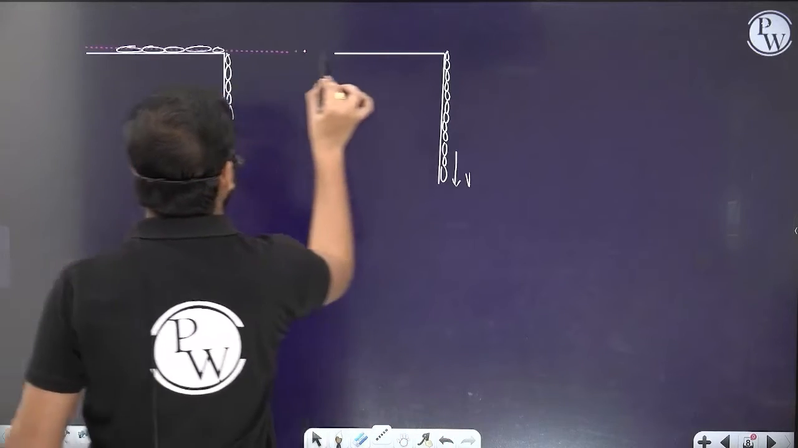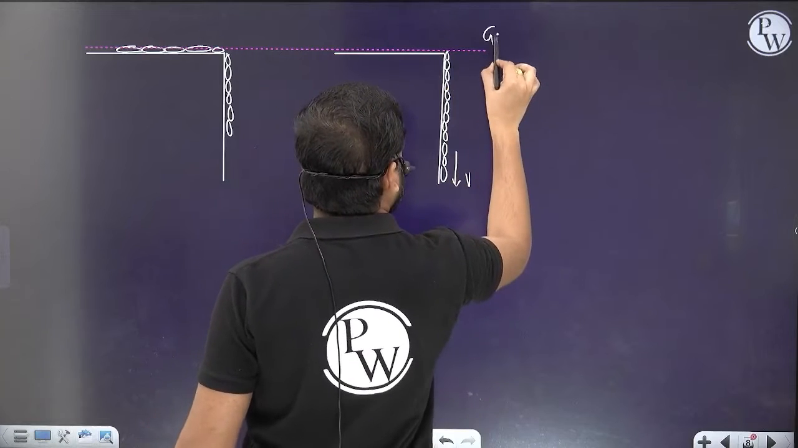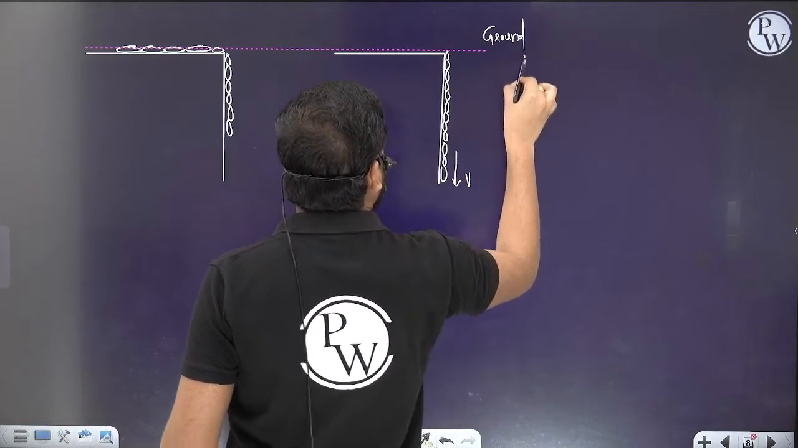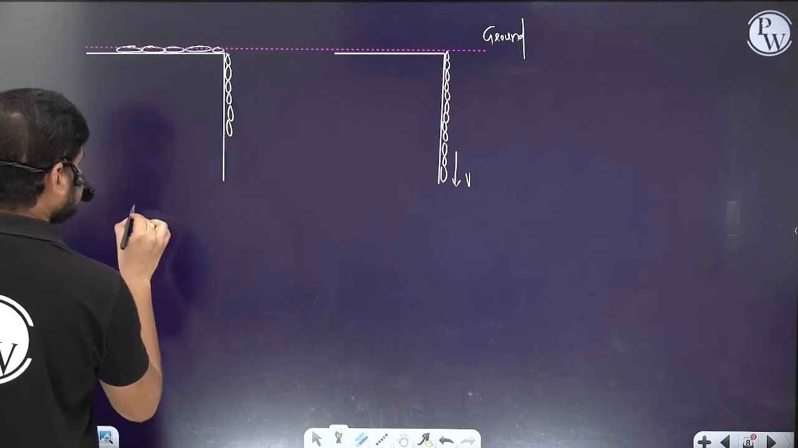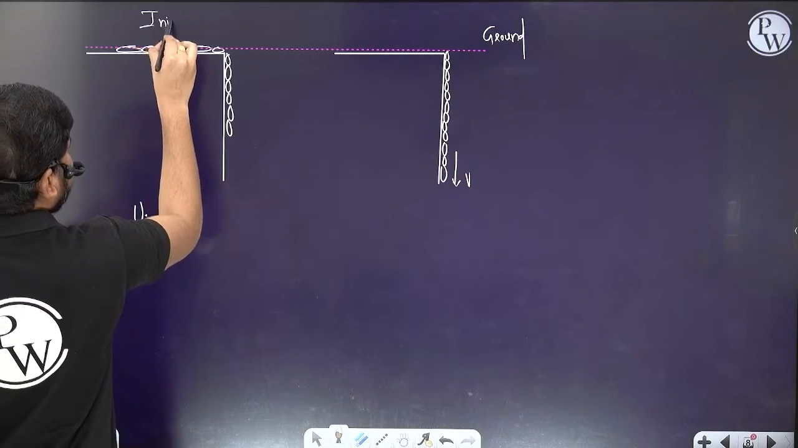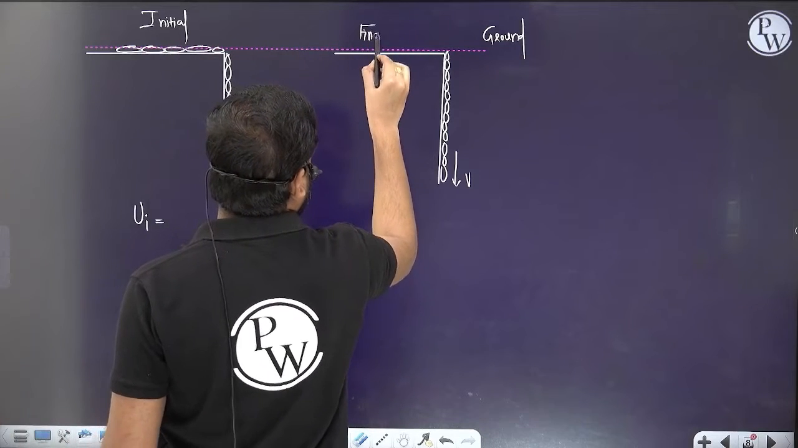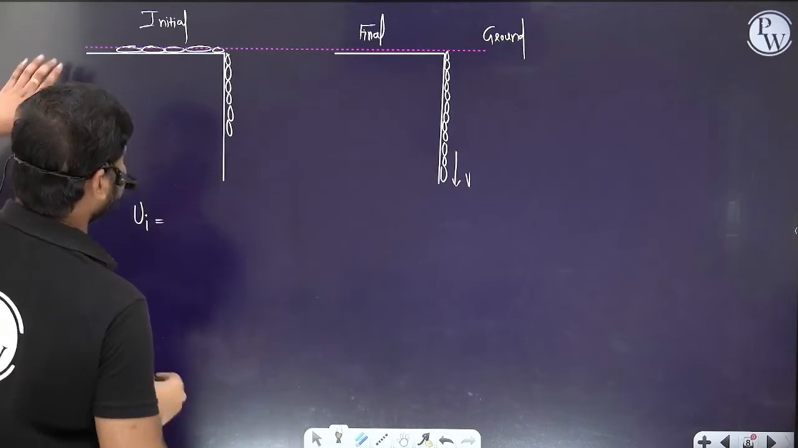So let's take this as the ground level. Consider this is the ground. From the ground, what is the initial potential energy? This is the initial scenario, and this is the final one. So then, the initial potential energy.